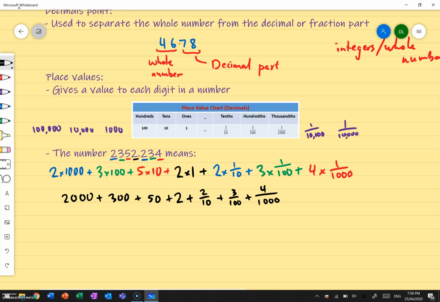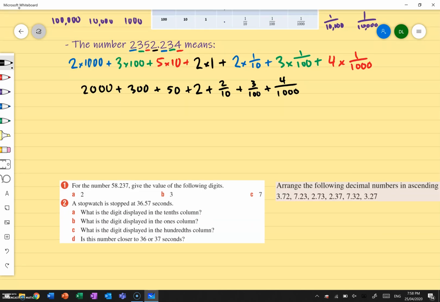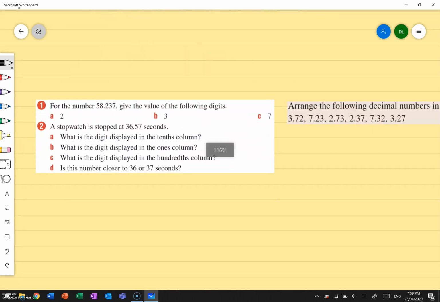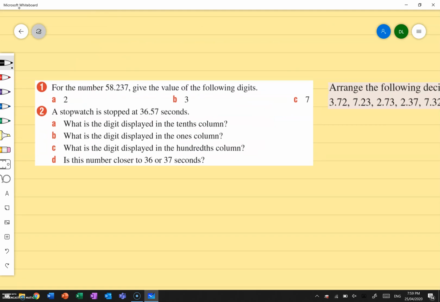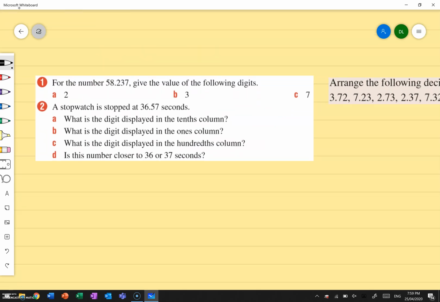Okay, let's go ahead and do an example, just so that we understand what's happening. So for the number 58.237, remember we say "point two three seven", not "zero point two three seven"; that doesn't make sense. We have to say point and then the number. So for the number 58.237, give the value of the following digits.